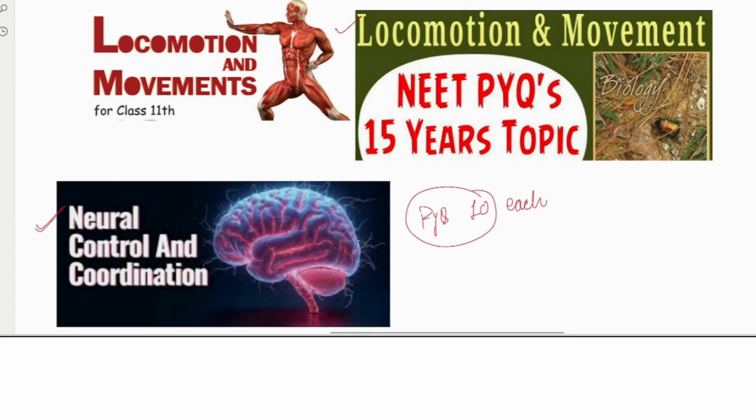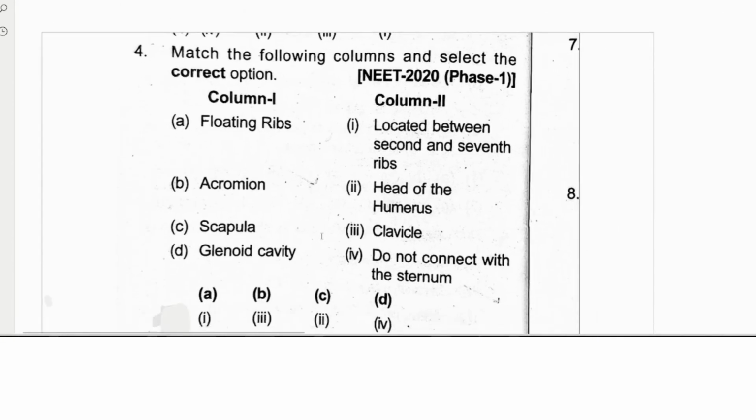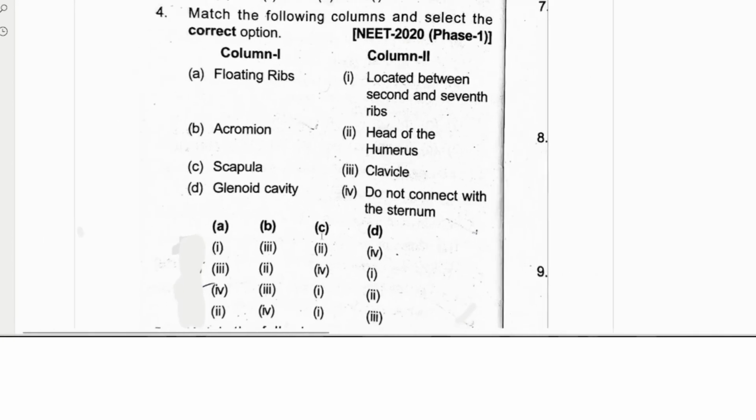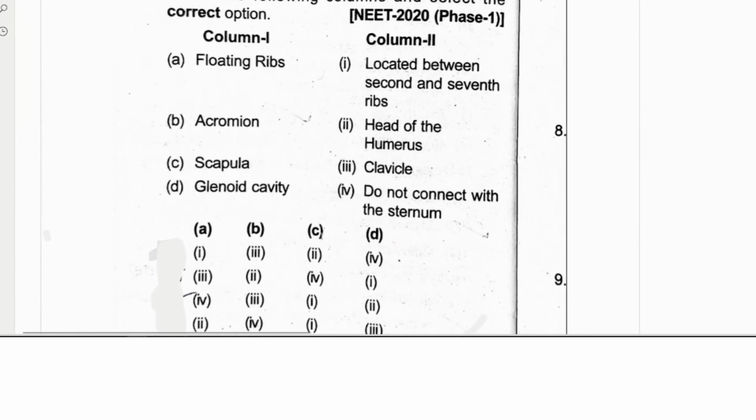Let's see the question number first here. It is mentioned as the fourth, but it is actually question number first. The question says to match the following columns and select the correct option. We have to find out the correct option.